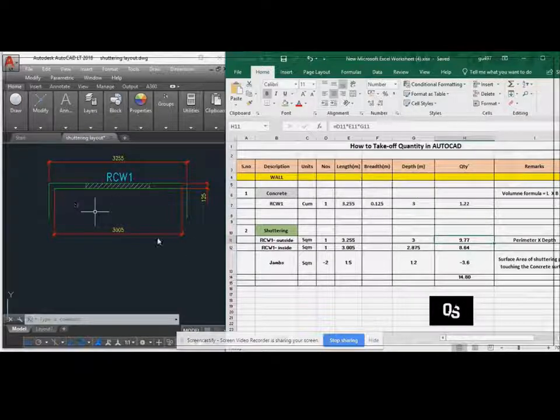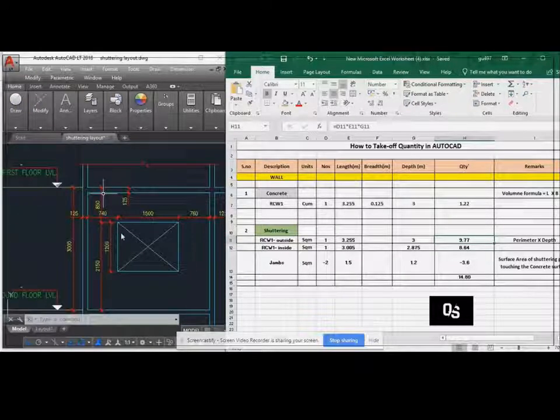Now the inside wall, RCW1 inside, the unit is square meter, number 1, 3.055 inside into depth 2.875. Why am I taking 2.875? If we take the outside, it comes to 3 meter. If we take the inside wall, the slab portion thickness will be deducted because you won't put the shuttering for the inside part. That's why you are deducting 0.125.